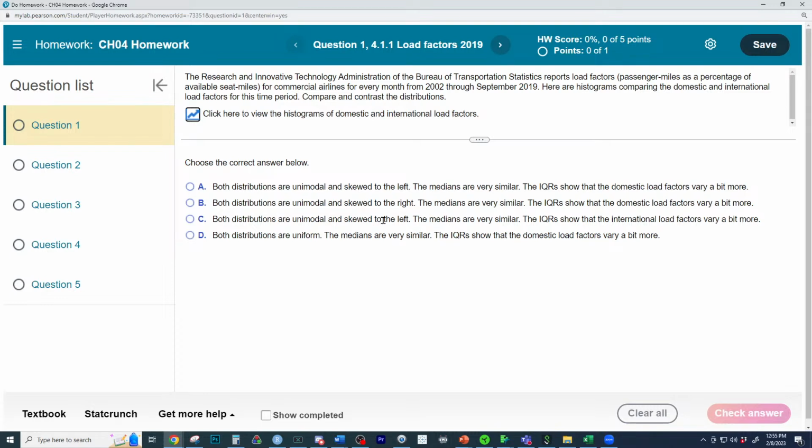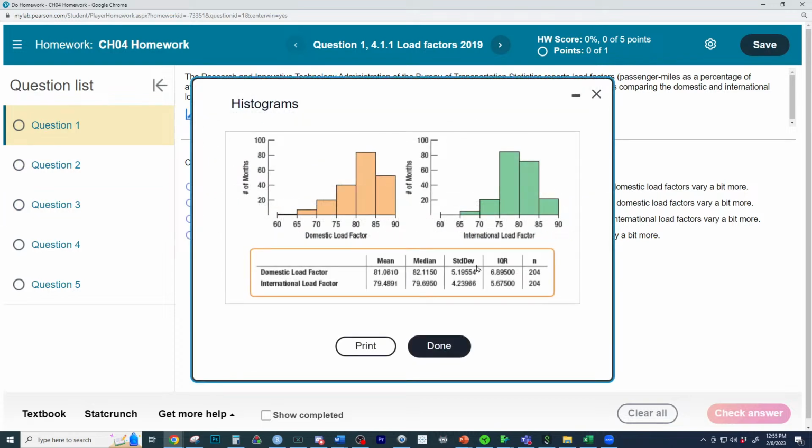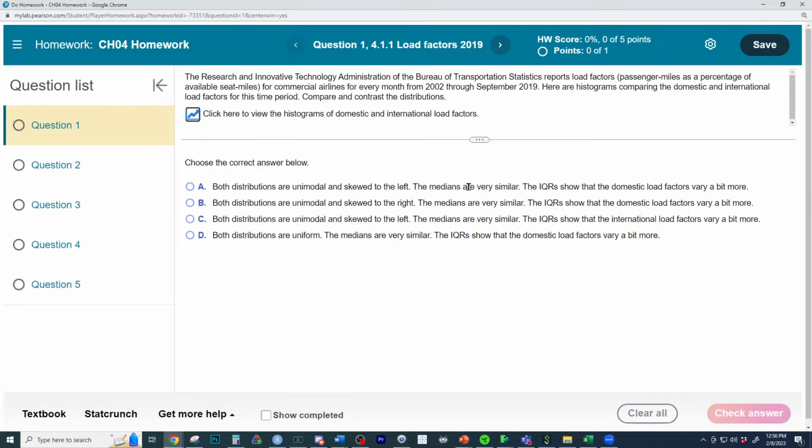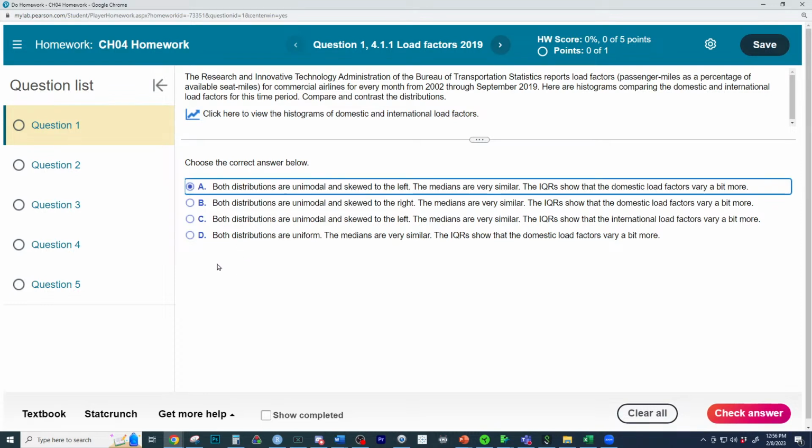So I probably would go, oh, they're saying they are similar? The IQRs show that the domestic load factors vary a bit more. Okay, so where are the IQRs? Here are the IQRs, and the variability is higher for domestic. Okay, so this could be a candidate answer.